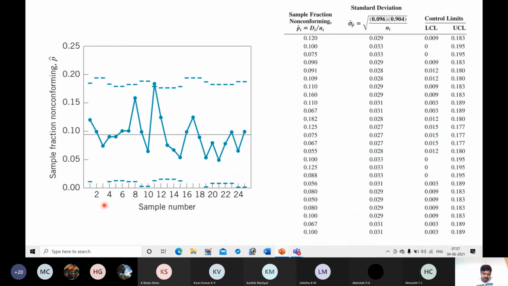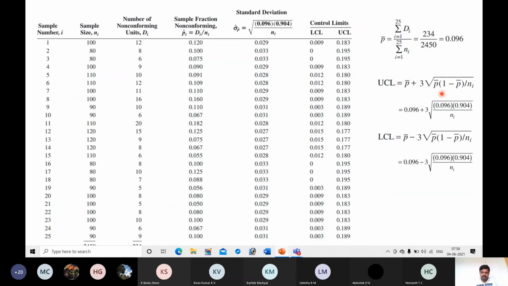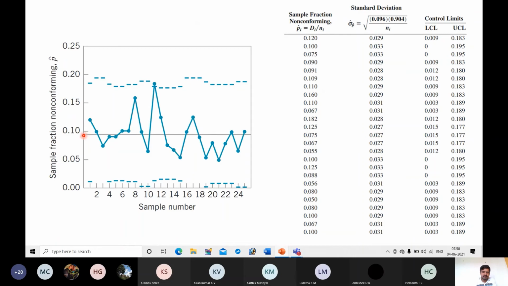Next, how to construct the control chart? First, on the x-axis you should consider the sample number. In total there are 25 samples. Then on the y-axis you should consider p. It is also a p chart, so you consider the sample fraction non-conforming values of p. Here you can fix the center line, which is nothing but p bar, 0.096. You can mark 0.096 and draw a horizontal line. That is the center line.